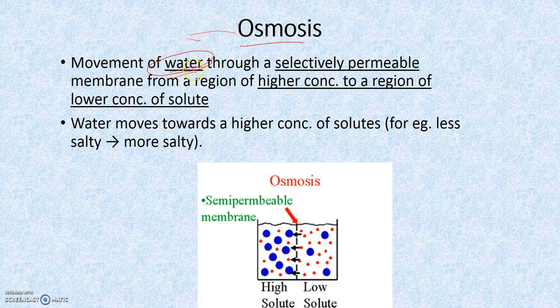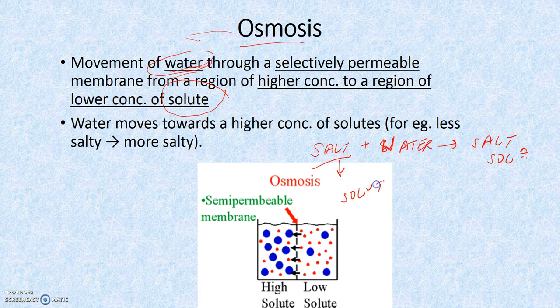Osmosis is the movement of water through a selectively permeable membrane. Now we are using a new word, solute. Even before we go on, let's take for example salt, and I'm going to mix it in water. I'm mixing salt in water and getting salt solution. Very simple, right? Salt would be my solute. Water would be my solvent.